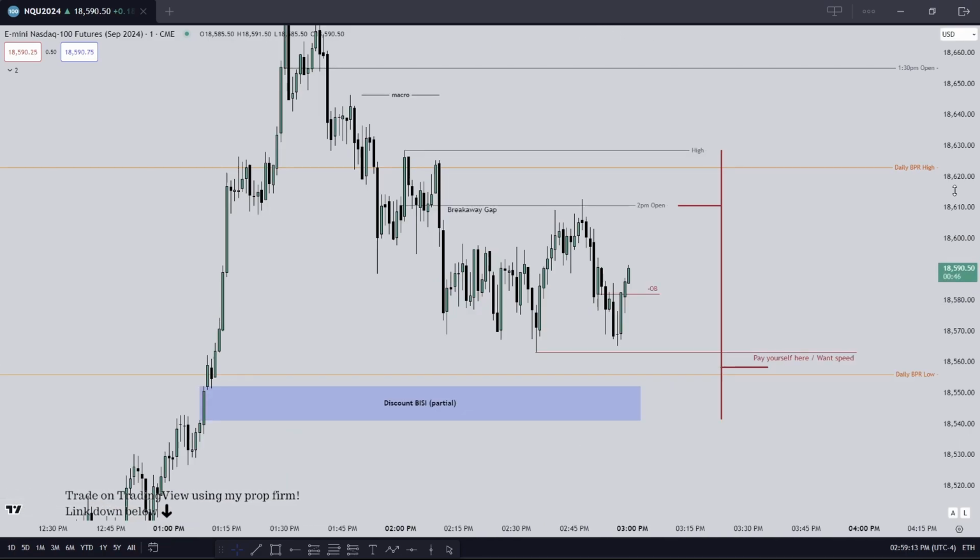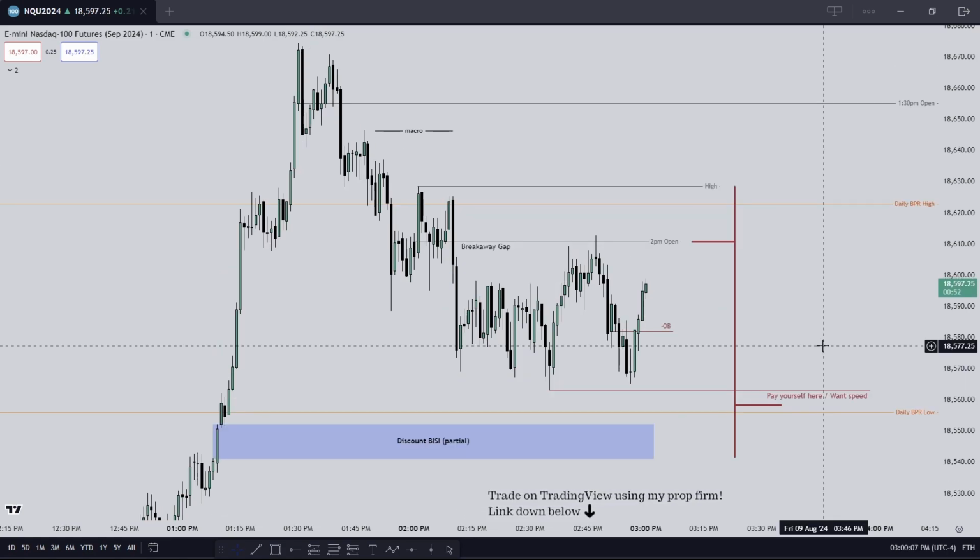We're about to wrap it up. It doesn't look like Nasdaq is going to give me that discount fair value gap, but this was a good study. This was a lot of fun. I think that's it, man.